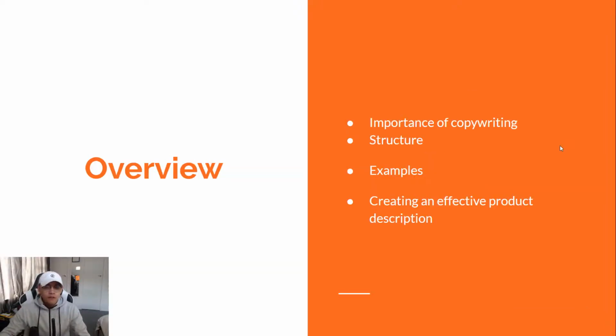A little bit of an overview of what we're going to be covering today. First, why is it important to actually know how to do copywriting? Second is my own personal structure when I create my product descriptions. Third, bad and good product description examples. And finally, how I actually create an effective product description.